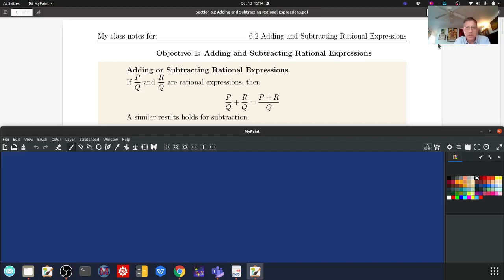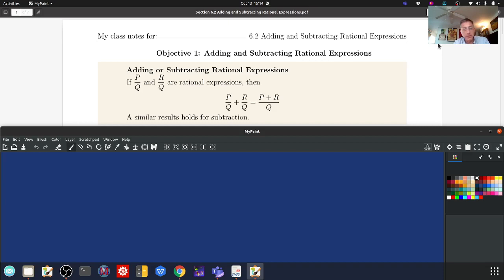So let's start section 6.2. It's going to be adding and subtracting rational expressions. This will probably require practice because some students are still struggling on how to add just regular fractions. We're actually extending that concept so that we can add and subtract rational expressions.